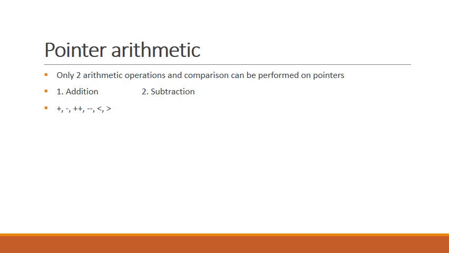Other operations like multiplication or division cannot be done with a pointer, right? So pointer arithmetic can contain only two arithmetic operations. One is the addition, the other one is subtraction. Apart from that, we can also compare any two addresses.